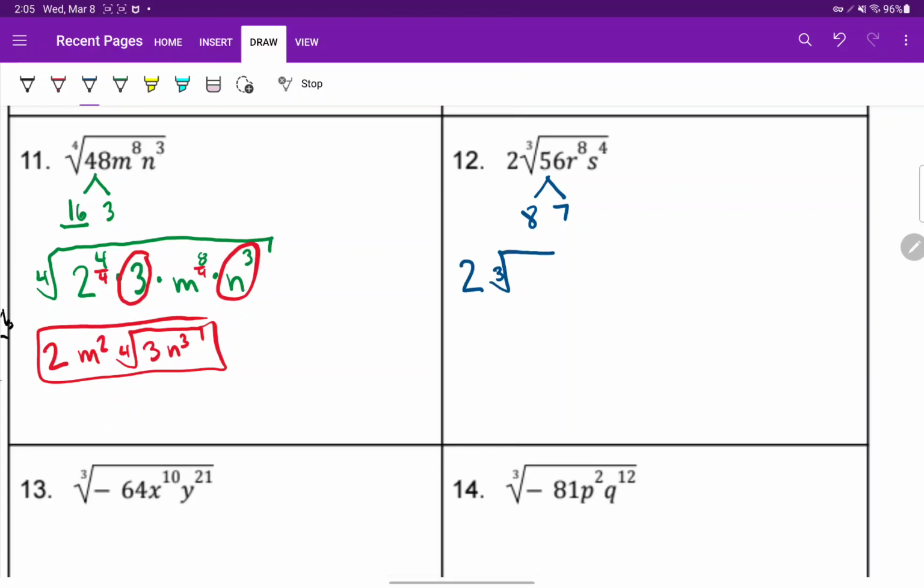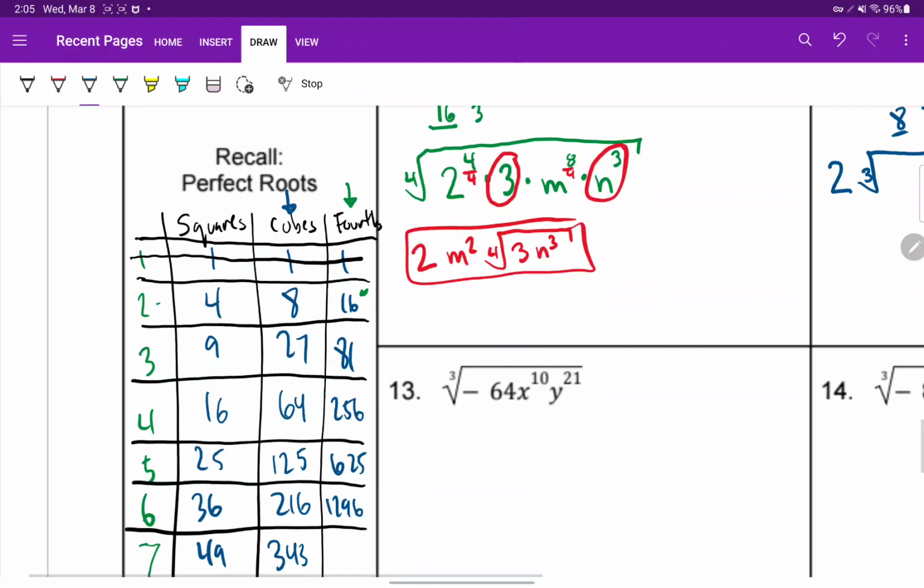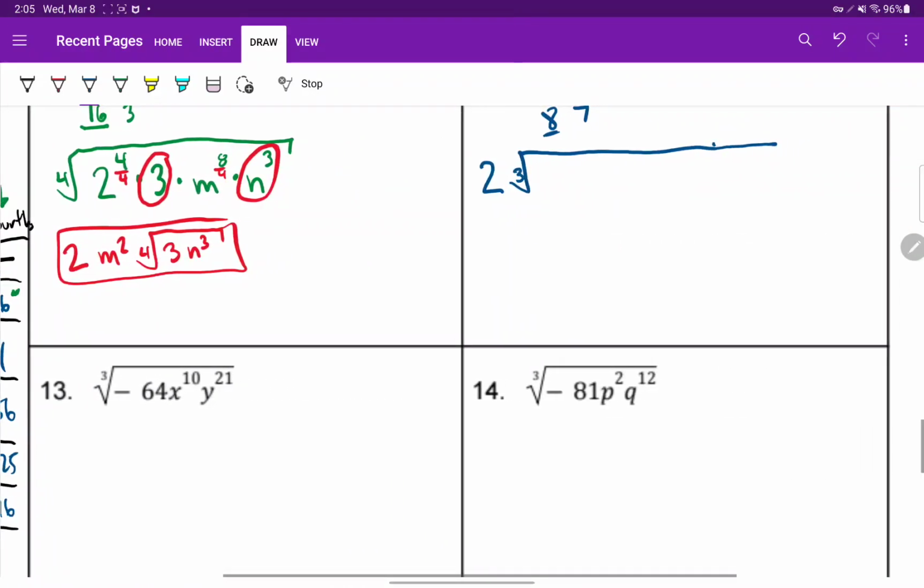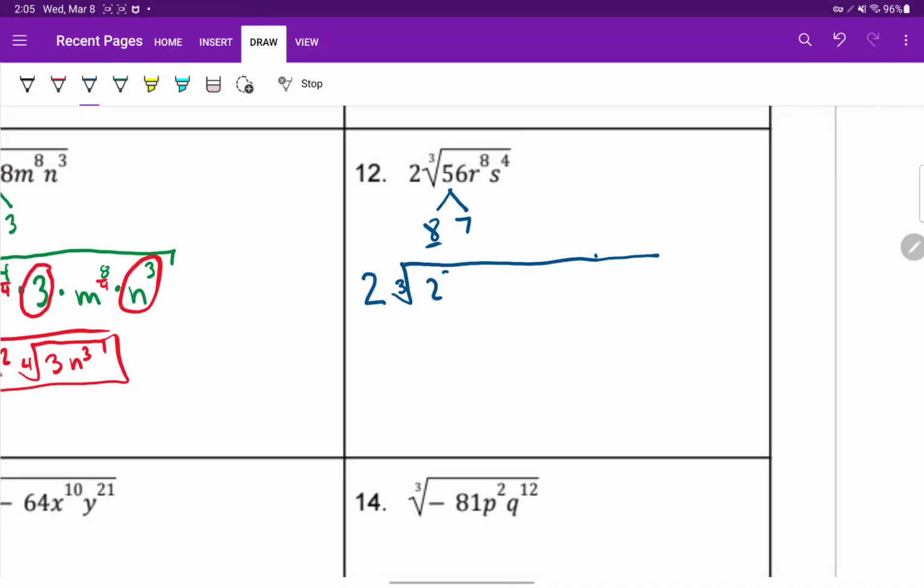Now you'll see when I put the cube root, I'm going to exaggerate it just because I don't know how much stuff is going to fit in here. 8 right here, I can take that. That's going to be 2 cubed. So 2 cubed is 8 times 7. Now this time my index is 3, so I'm looking for multiples of 3. The largest multiple of 3 that fits into 8 is 6. So that's going to be r to the 6th, and that means r squared would be left over. My largest multiple of 3 that goes into 4 is going to be 3. So that means s to the 1st will be left over.